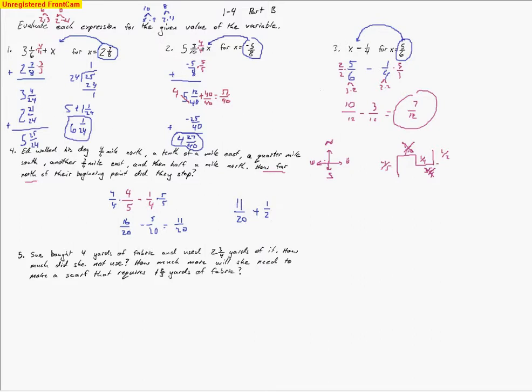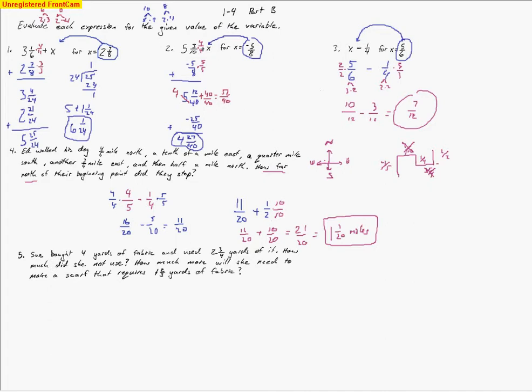So we need to come up with that common denominator again. So I'm going to multiply this 2 by 10, and notice how I have now 11/20 plus 10/20. And now I can add those two numbers together, and that gives me 21/20, which would change to 1 1/20 miles north. So that's how far north he went from when he began to when he stopped. So let's take a look at the next one.